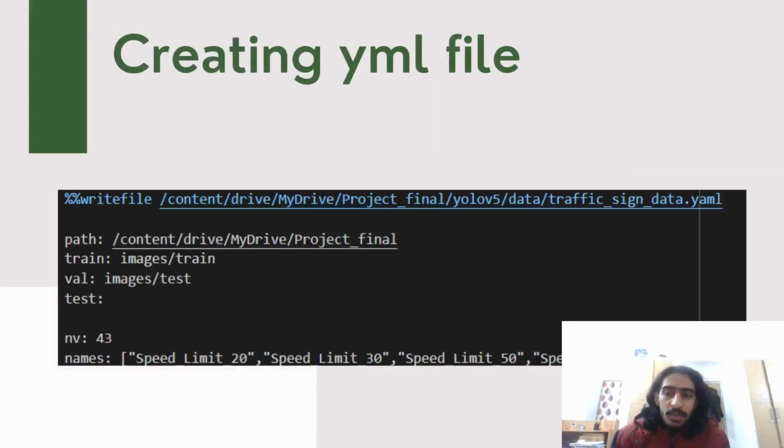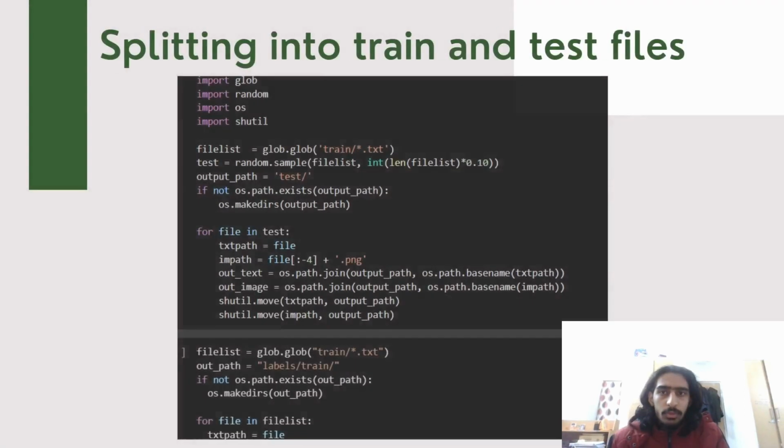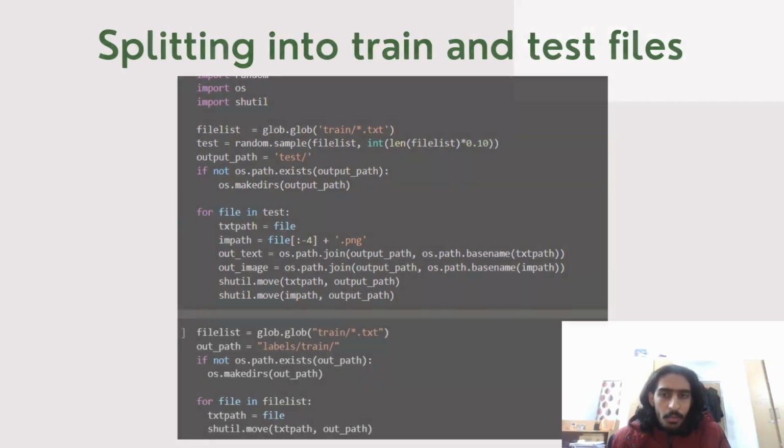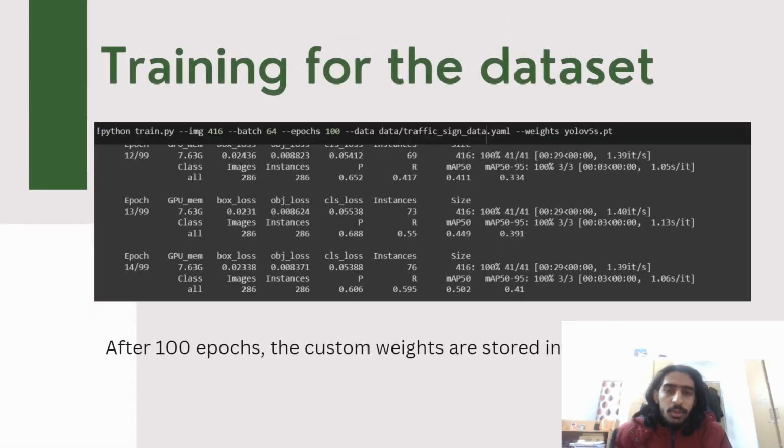We created a YML file for our YOLO, and this contained all the names for our classes. We split the dataset into train and test files. Then we trained the model for 100 epochs, and then we stored our weights and took the best weights.